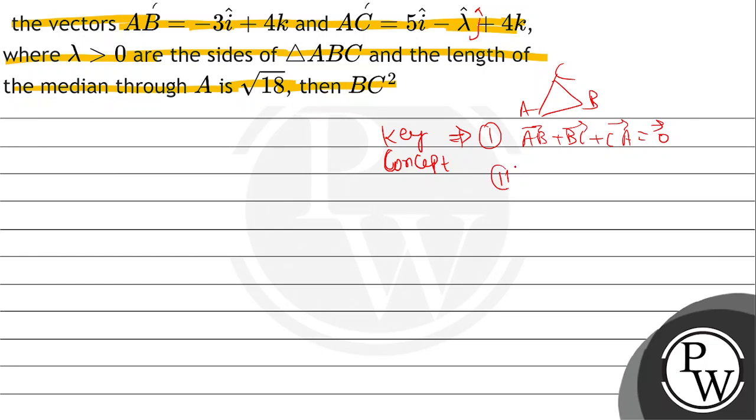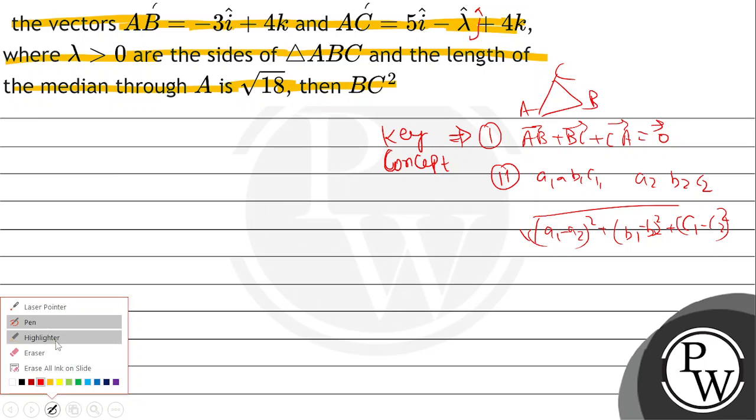And the second one is, if there are two points, the first point is A1, B1 and C1, and the second point is A2, B2 and C2, then the distance between these two points will be the square root of A1 minus A2 square plus B1 minus B2 square plus C1 minus C2 square. Okay, so let's start this question.